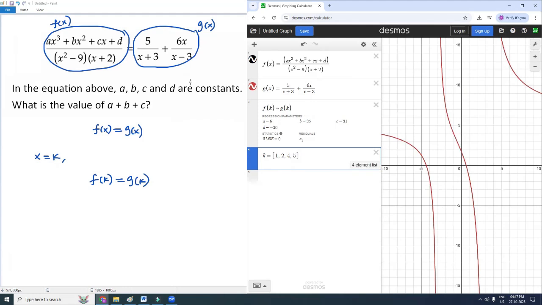Here I got the values of a, b, c, and d. a is 6, b is 35, c is 31, and d is −30. Our aim is to get the value of a + b + c. Now let me get the value of a + b + c using Desmos. That is a + b + c. Here I got the value of a + b + c, that is 72.